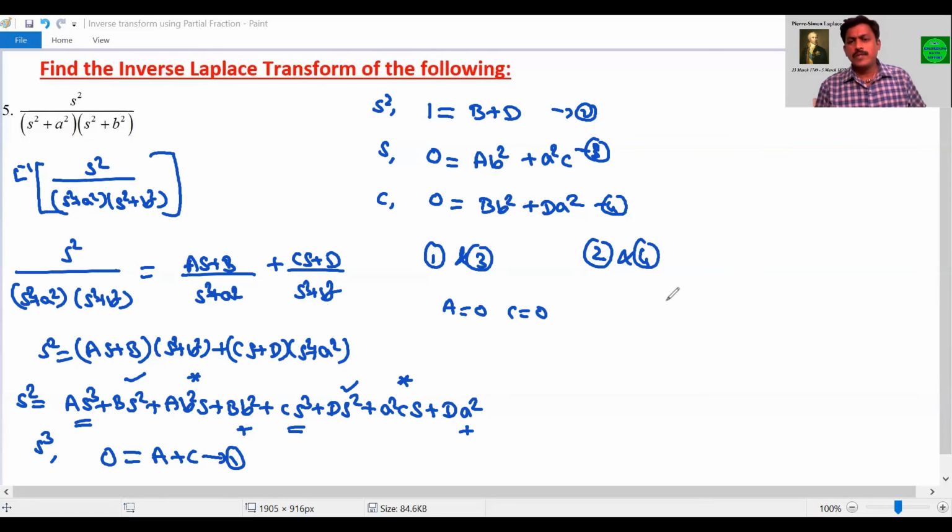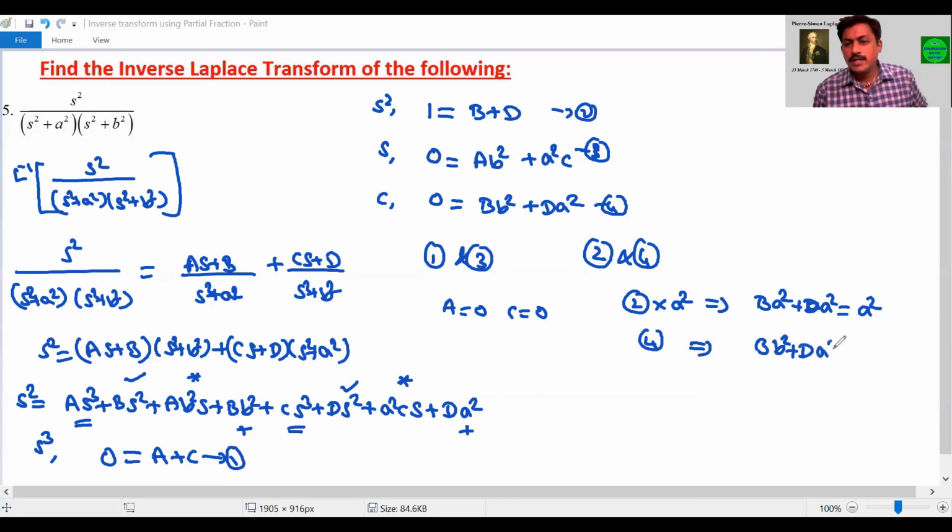If you solve equations 2 and 4, I'm going to multiply equation 2 by a square, which implies the term will become b a square plus d a square equal to a square. If you observe equation 4, we can write b square plus d a square equal to 0. Now if you subtract this, these two terms are cancelled. Here if I take b common, you will get b times (a square minus b square) equal to a square. Therefore b equal to a square divided by a square minus b square.